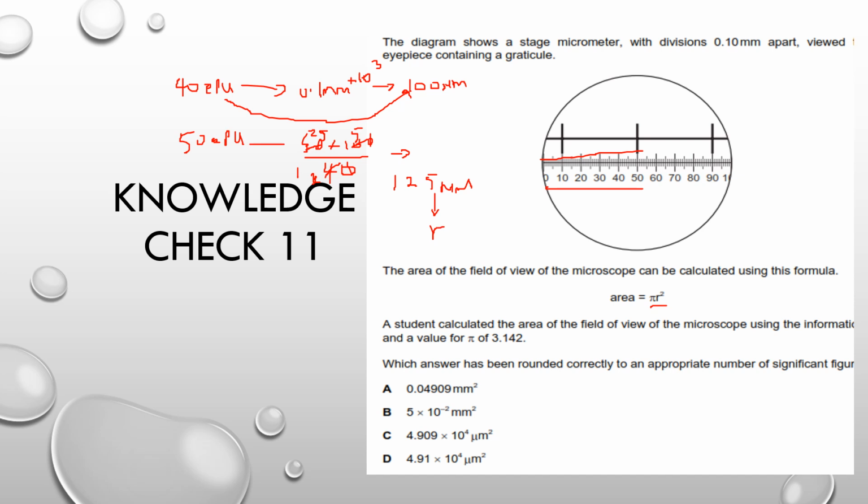And don't forget that area is pi times radius squared. So that means the area is equal to what? Pi is 3.142. Very important. This is 3 point 1 4 2. So 3.142 times radius squared. The radius is 125, so 125 squared, that's 125 times 125, guys.